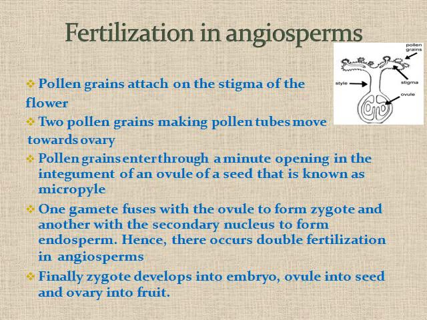One of the pollen grains fuses with the ovule to form the zygote and another with the secondary nucleus to form the endosperm. And this is the reason why we call it double fertilization in angiosperms. Finally, the zygote develops into the embryo, the ovule into the seed, and the ovary into the fruit in all angiosperms.